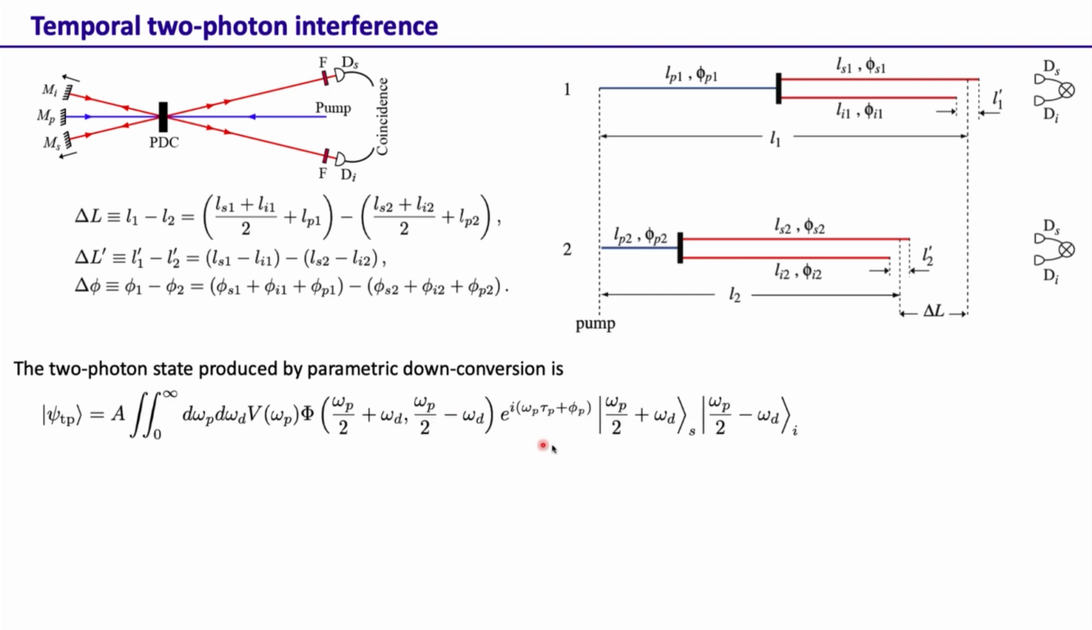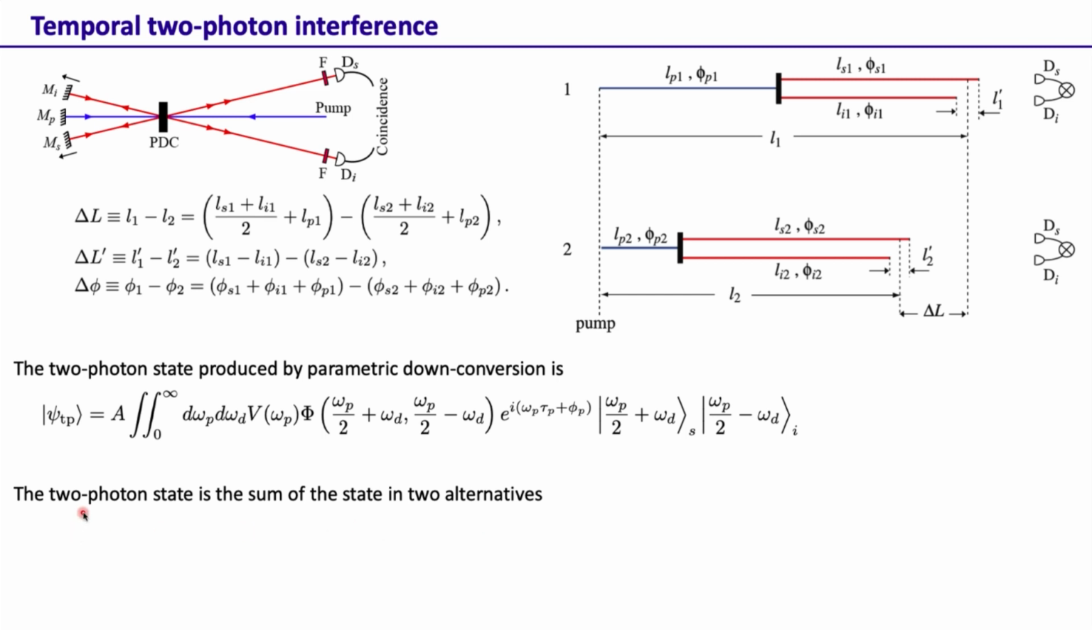So this is the two-photon state. This we have already derived. Here we are writing it in terms of omega p and omega t. So this is the two-photon state produced by parametric down conversion. Now when we are talking about interference, we always have at least two alternatives. And here we are only talking about the interference situation when we have two alternatives.